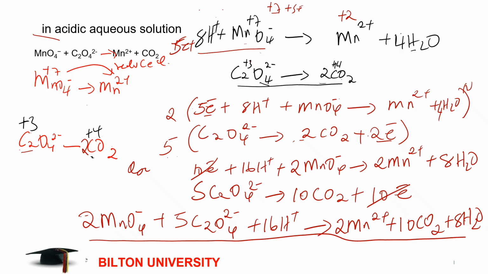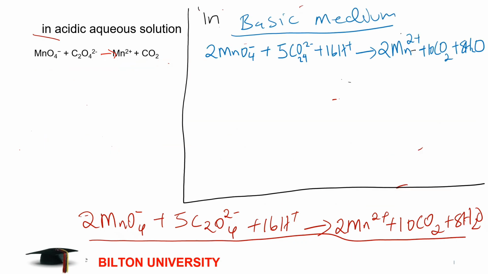So let's look at what can happen in the basic media. Assume that now we need to balance the same reaction in a basic medium. What you need to do is assume that the reaction is in acidic medium, and you can do it until this point where you have your acidic media. But now when you are balancing it in basic media, you are going to introduce OH-. The number of OH- you are going to add is the same as the number of protons that you have in your acidic media.